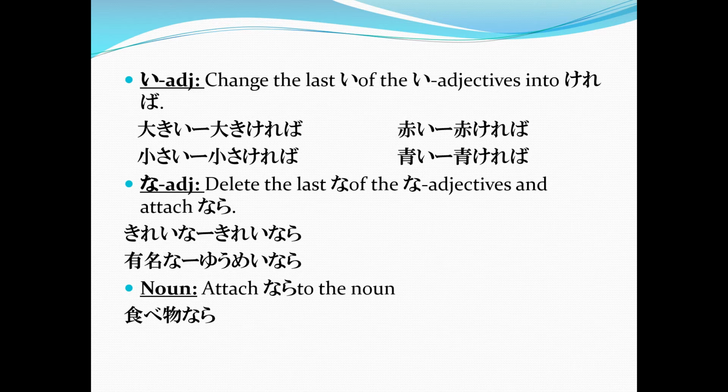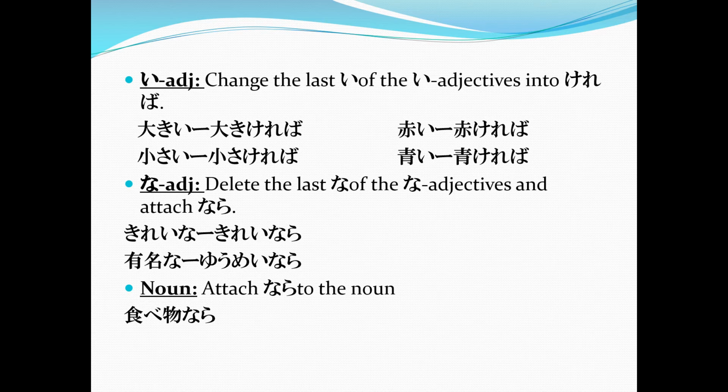What else can we have here? How about hana? Noun hana, then attach nara to make it conditional. Hana nara. What else? How about rice cooker? What is the Japanese term for rice cooker? Right, suihanki. To make it conditional, add nara at the end. So it'll become suihanki nara. Wakarimashita, minasan?